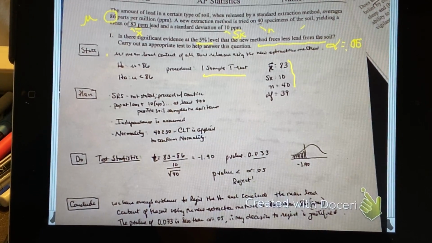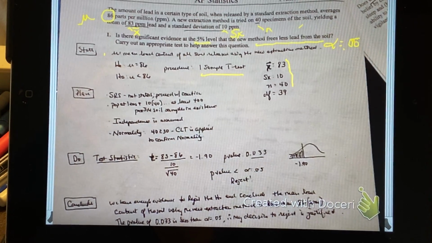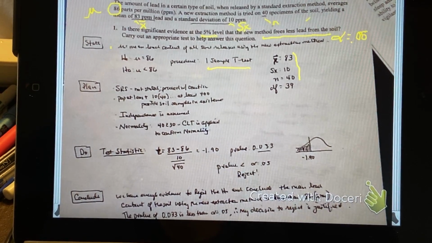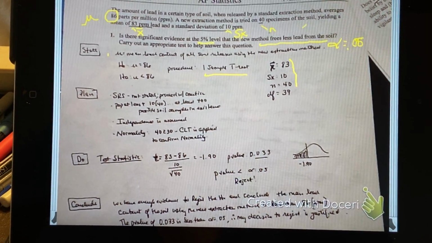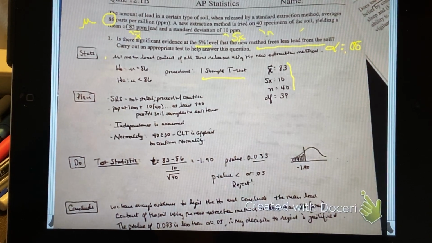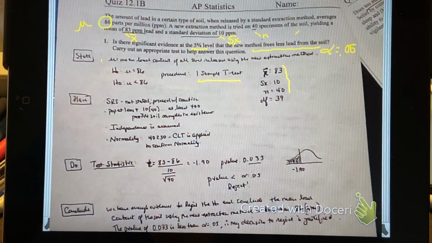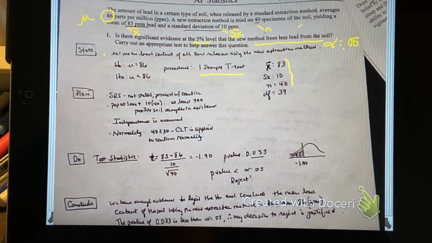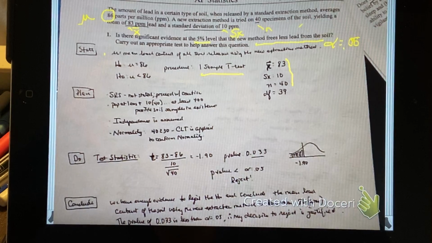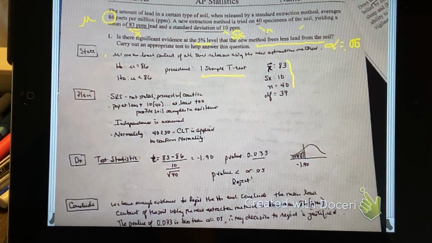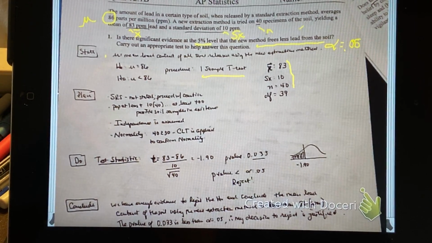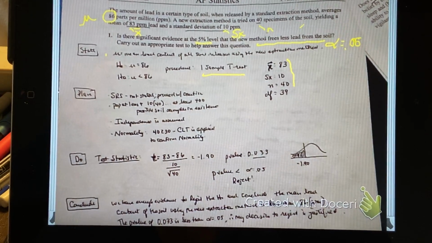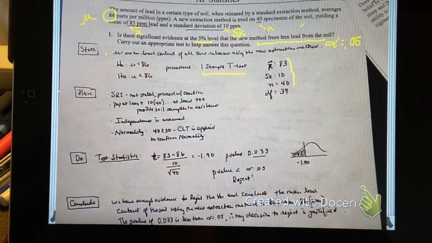Okay, and so again, on the calculator, you can go straight to it and enter in your information. This is the second option, and it's still the same information. You enter in your mu, your x bar, your sample standard deviation this time, n, and then choose your alternative, and then calculate it. When you get there, negative 1.90 is your z-score, and I got a p-value of 0.033.